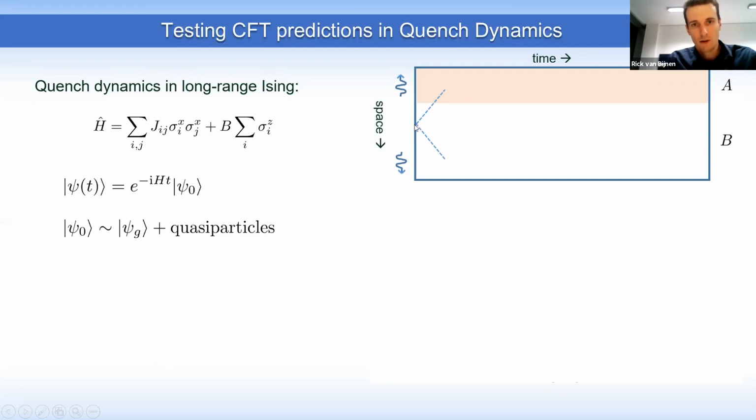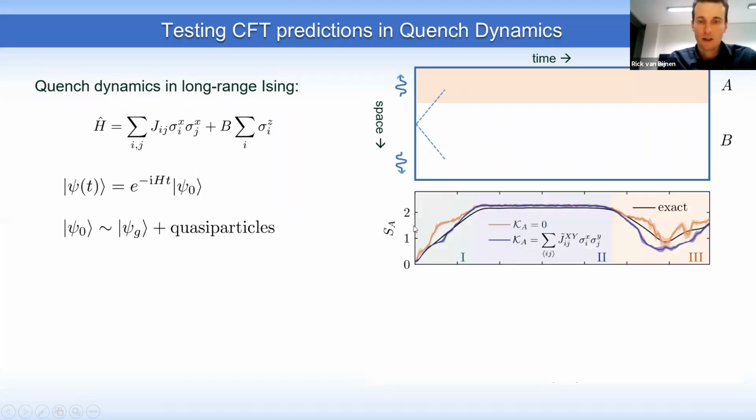Let's say at this point I created 2 quasi-particles which propagate away from each other. One of them enters the subsystem, and the other goes in the other direction. This is the mechanism that creates entanglement between these 2 systems. As time moves on, more and more of these pairs enter the subsystem and entangle it with a quasi-particle outside the subsystem. You see this if you look at the von Neumann entropy, the measure of entanglement, as a function of time.